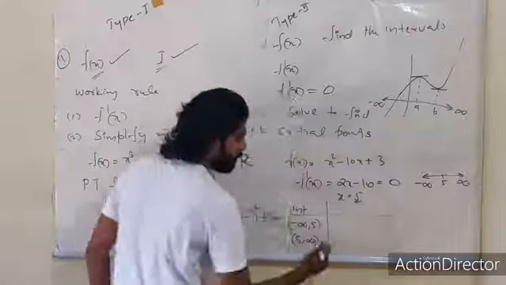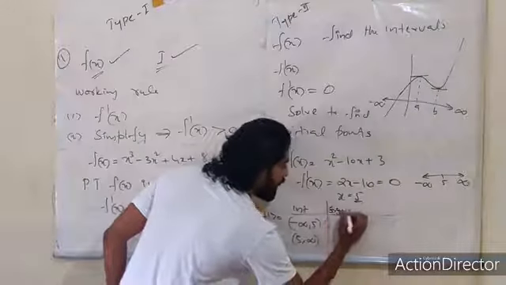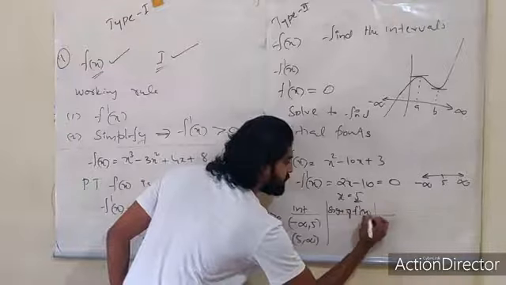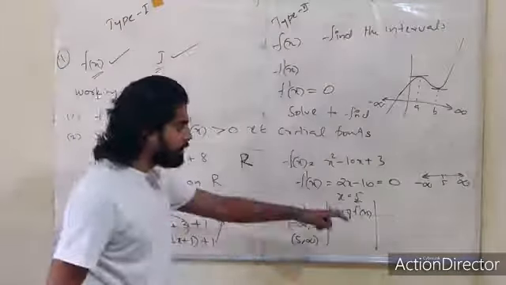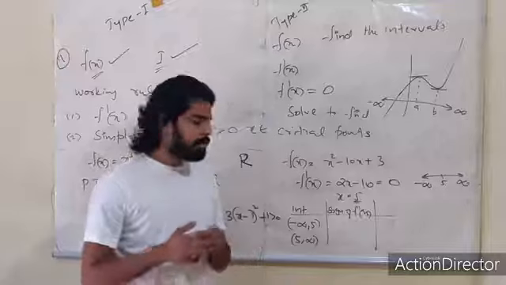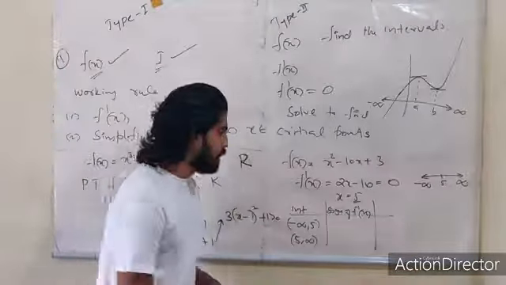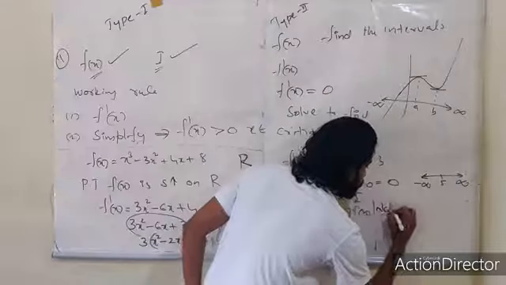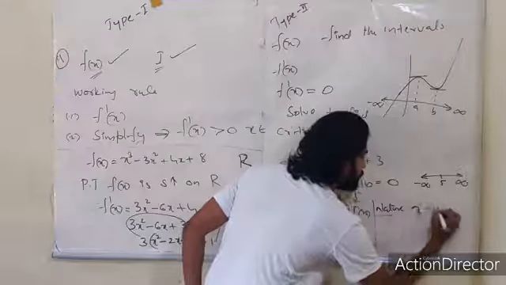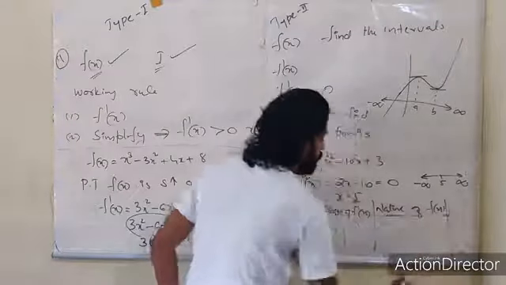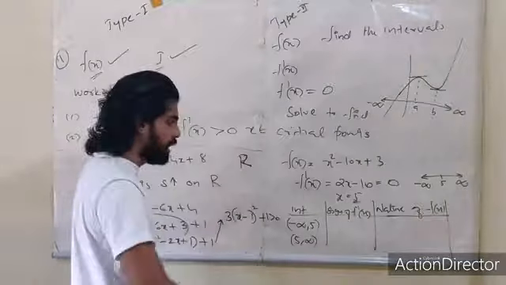Here I'm writing sign of f dash x. Sign of f dash x means whether f dash x is greater than or less than 0 in this interval. Here, nature of function, nature of f of x. In this column, we will write whether the function is strictly increasing or strictly decreasing.